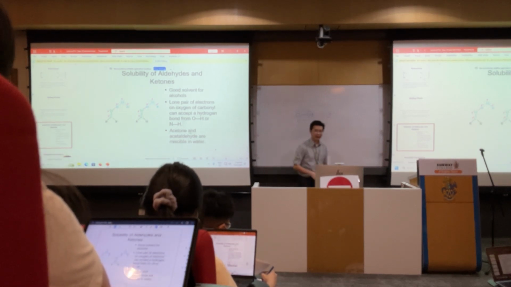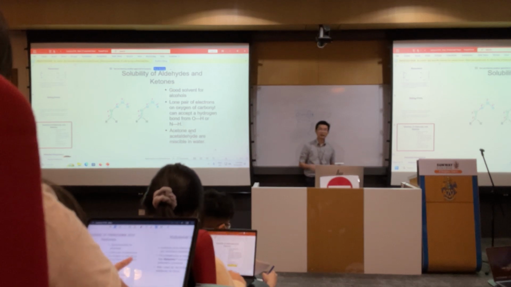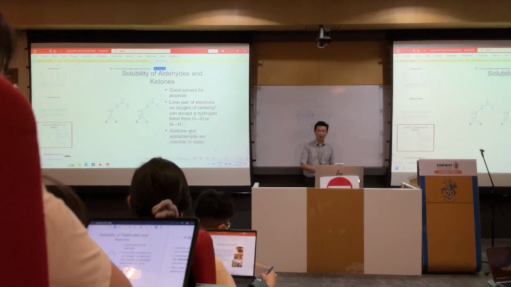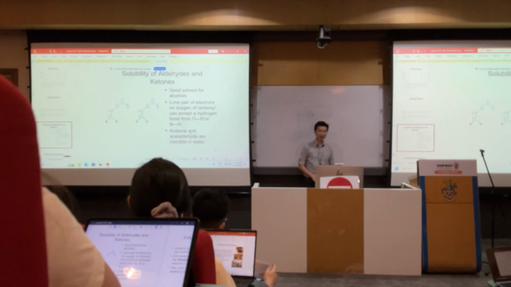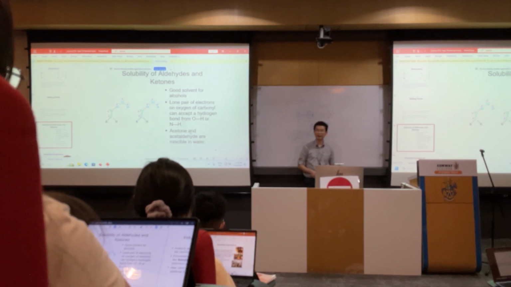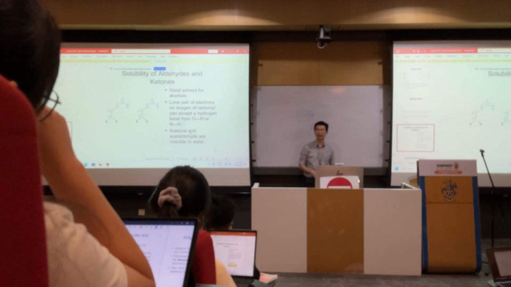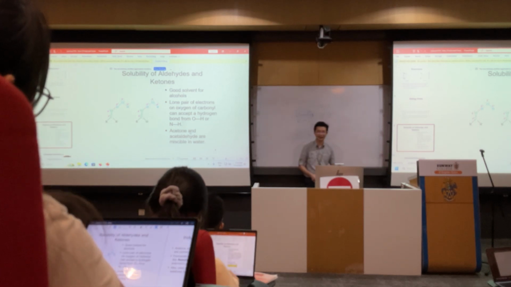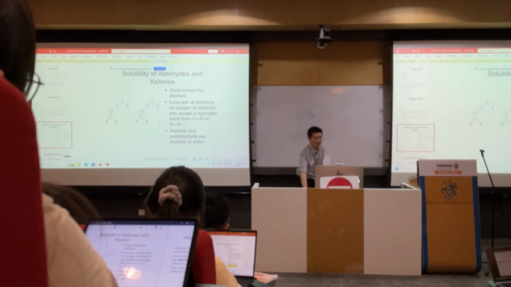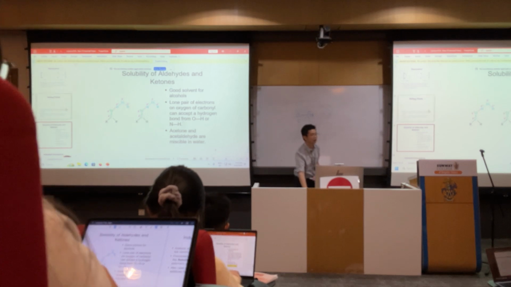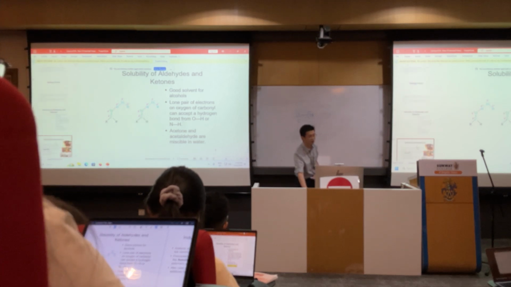So most of the acetone or acetaldehyde are soluble in water because they have a low number of carbon. Okay, but with the increased number of carbon, the solubility becomes lesser and lesser. That's what we learned in the previous lecture for other functional groups.